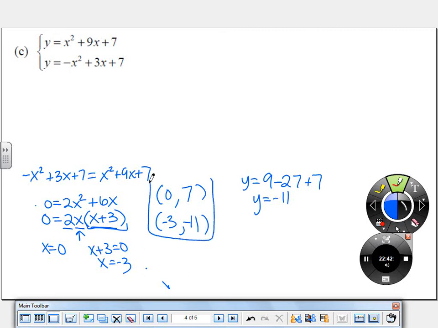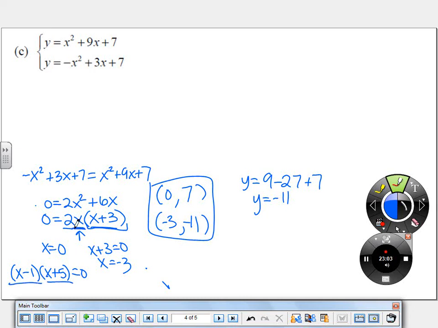Which tells me these two parabolas cross at (0, 7) and (-3, -11). Yeah. How do you find the x equals 0 then? So I factored and set my factors equal to 0. So it's the same idea as if you factored like this. You set this factor equal to 0 and this factor equal to 0.